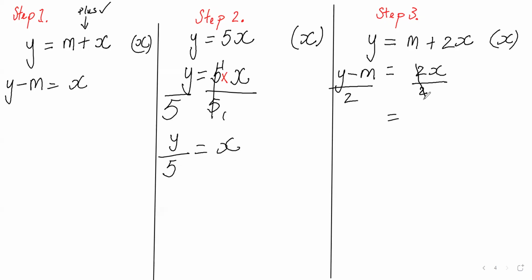So yes, they cancel out, leaving me with x equal to y minus m over 2. So you're just going to write therefore. We already know what x is: y minus m over 2.